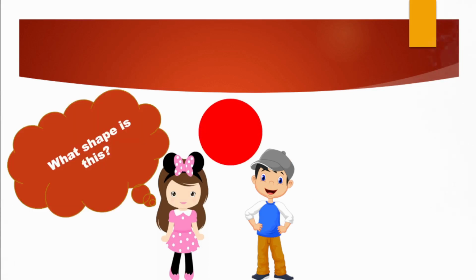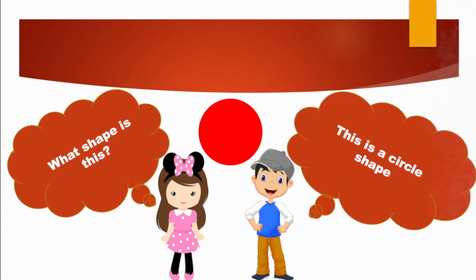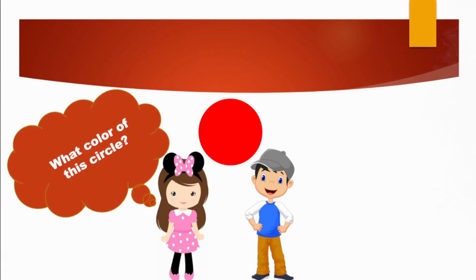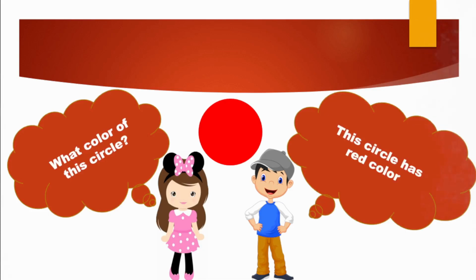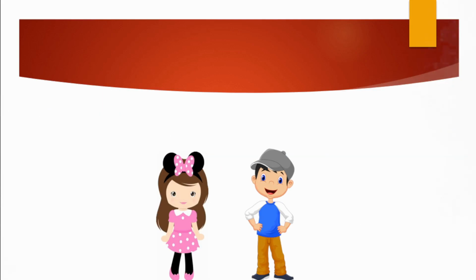What shape is this? This is a circle shape. What color of this circle? This circle has red color.